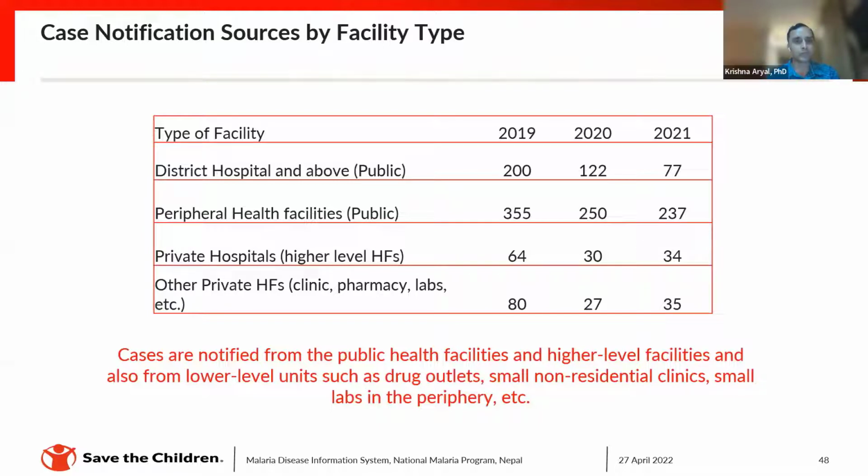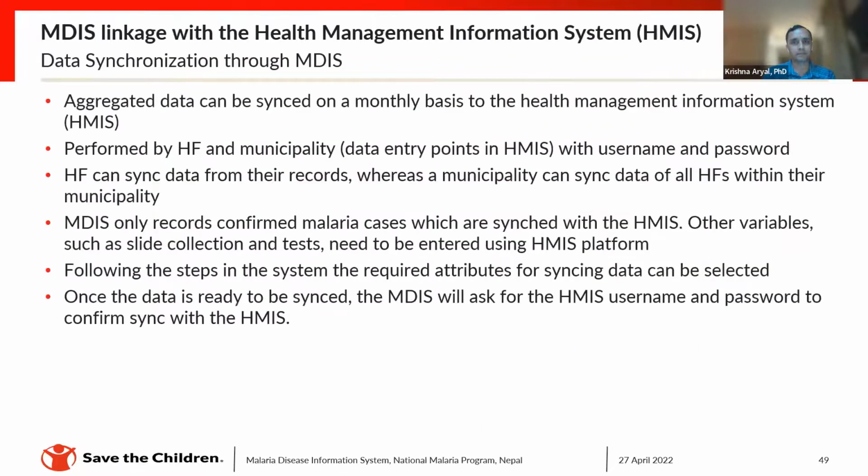Basically, what I wanted to highlight here is that cases are not just notified from the public health facilities or the higher level health facilities. These are notified from small outlets, drug outlets, small non-residential clinics, and small laboratories in the periphery. So all levels of health facilities, including the peripheral ones, also report to the system using SMS or the mobile app, as available. Next slide, please.